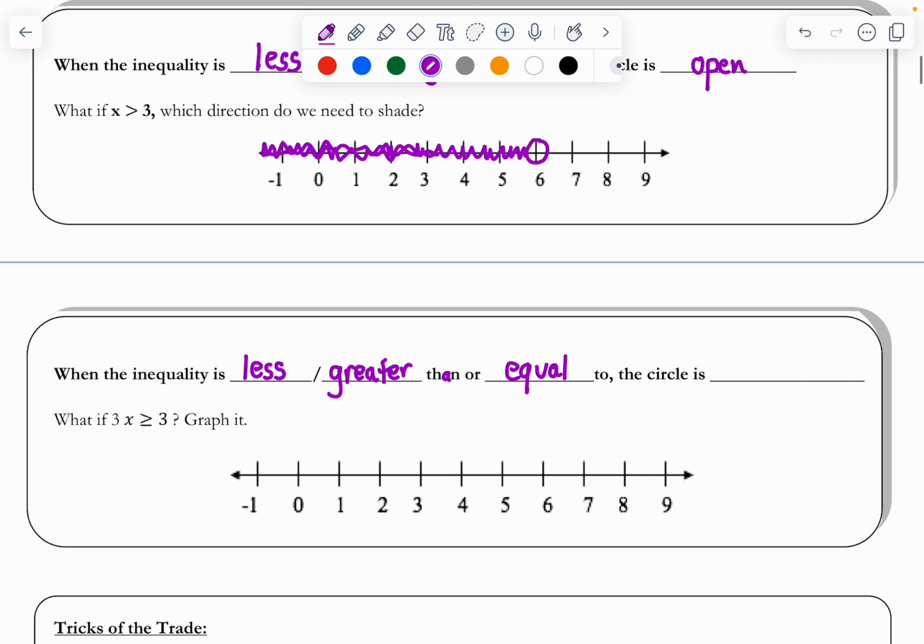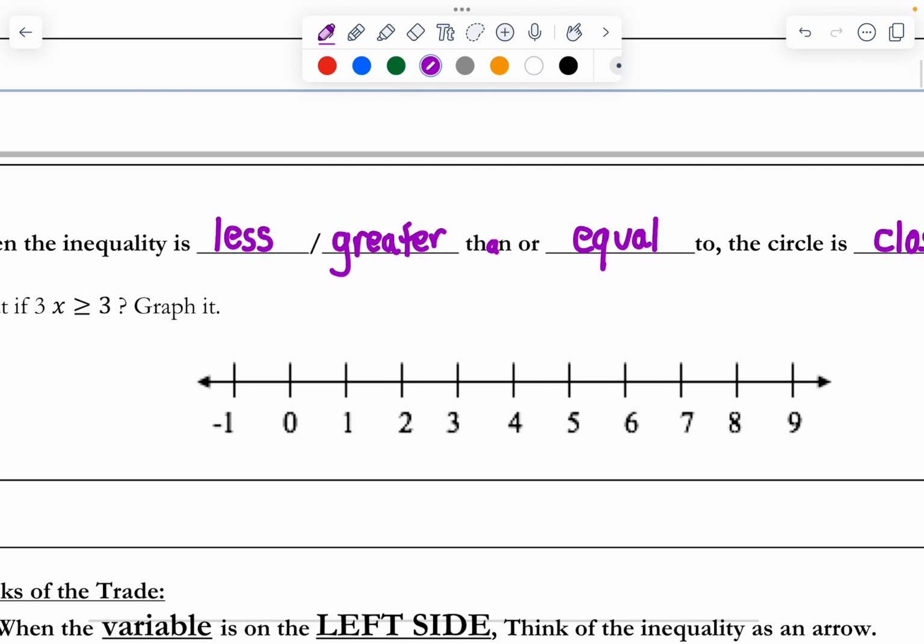But if we are less than or greater than or equal to, the circle is going to be closed because that will include that number in the solution set. So when I graph x is greater than or equal to 3, I'm going to fill this in because 3 will satisfy this inequality. 3 is equal to, and we're going to scribble in all the numbers to the right.